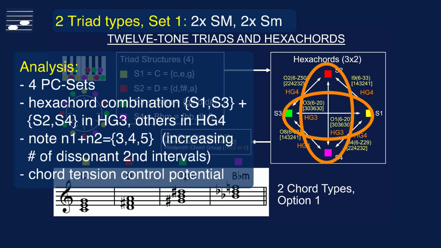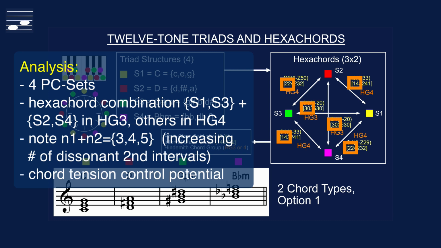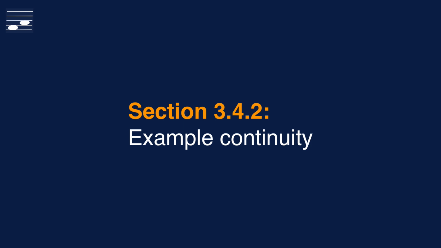One pairwise triad combination is classified as Hg3, the others as the higher tension class Hg4. Once again, we see the 3-4-5 pattern in the number of dissonant second intervals, which implies that there is some potential for chord tension control.